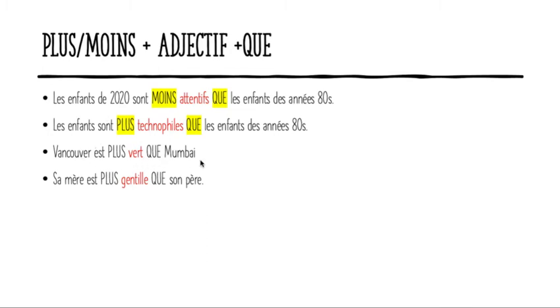Vancouver est plus vert que Mumbai. All right, what am I comparing? The fact that Vancouver is more green, and remember we've seen that colors are adjectives because they describe the place, than Mumbai. And notice how I'm doing it: the comparison factor, followed by your adjective, followed by your que, which is your than in English. Sa mère est plus gentille que son père. Same ordeal. Her or his mother is nicer than his or her father. Okay, and notice that as well, the adjective will follow the accord based on whatever you are describing. So gentille will follow mère, vert will follow Vancouver, right? Same thing here.